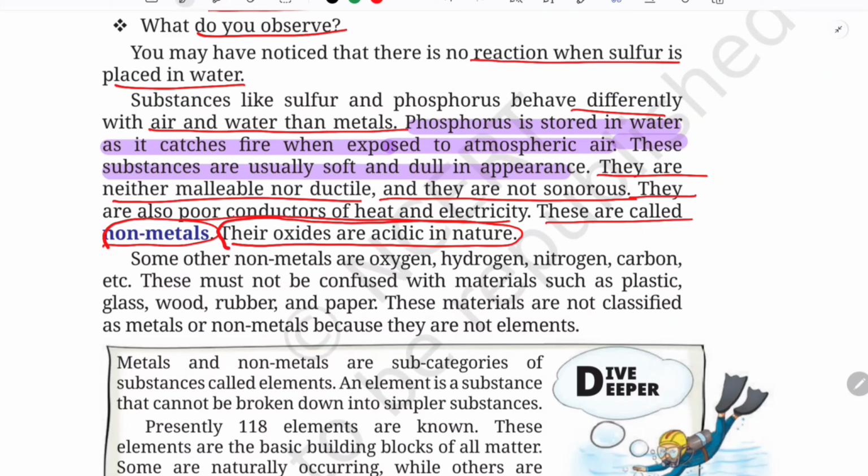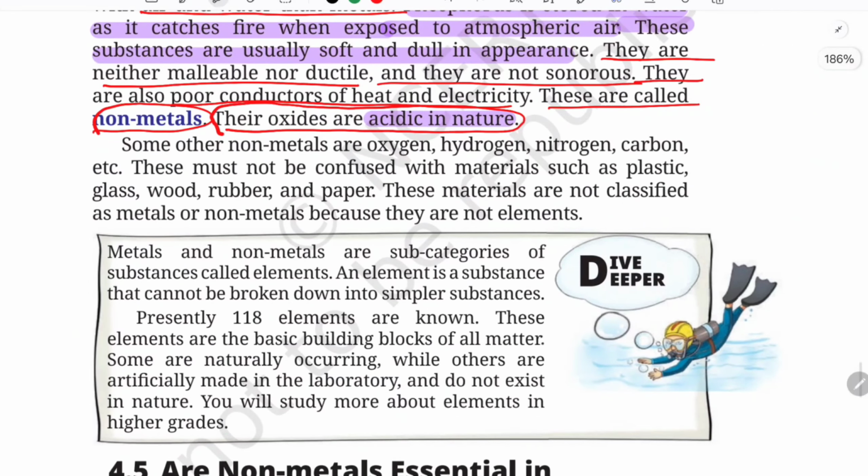The oxides of metal are always basic, and the oxides of non-metals are always what? Acidic in nature. Okay, I hope this was clear now. Here are some other metals and some other non-metals. Non-metals are what? Oxygen, hydrogen, nitrogen, carbon, etc.